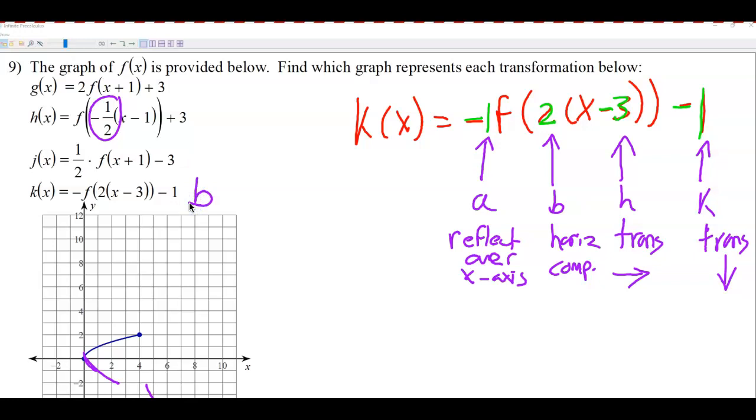All right, that's what we're going to call it for today. Your guys' homework tonight is a study guide. We have our test on this stuff tomorrow.